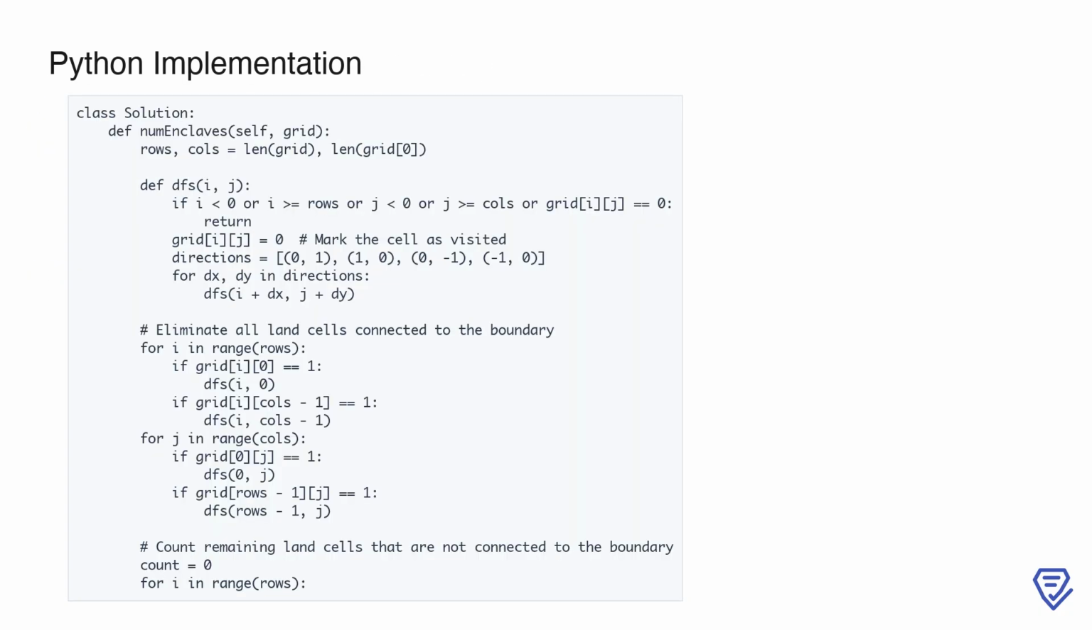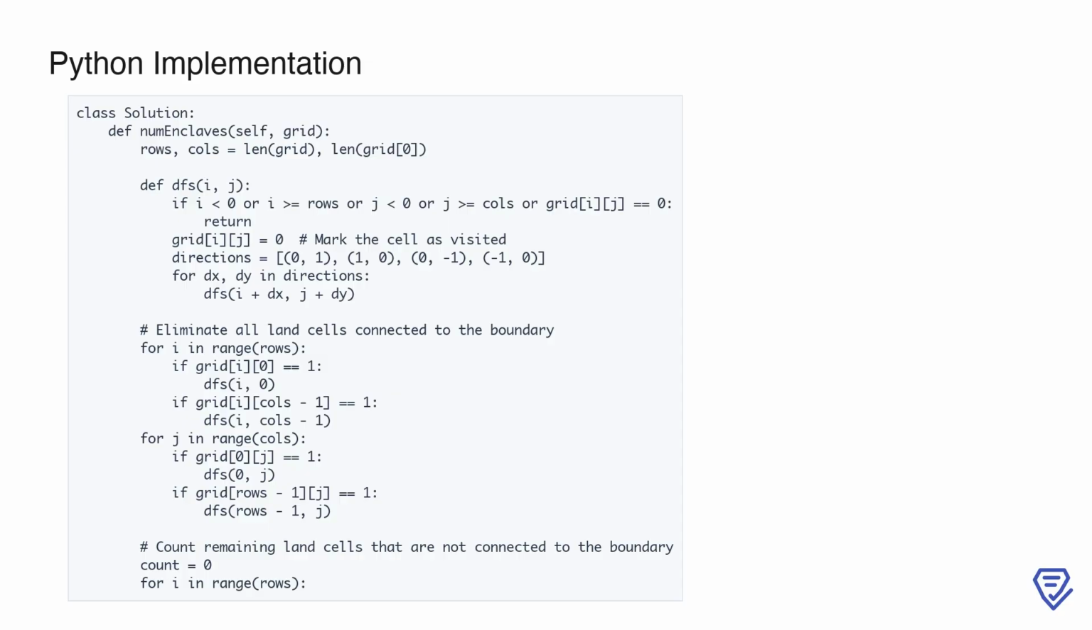Here, we start by defining a class called Solution with a method numEnclaves that takes the input grid. The grid is a 2D list representing the map, where 1 indicates land and 0 indicates water. First, we determine the number of rows and columns in the grid.